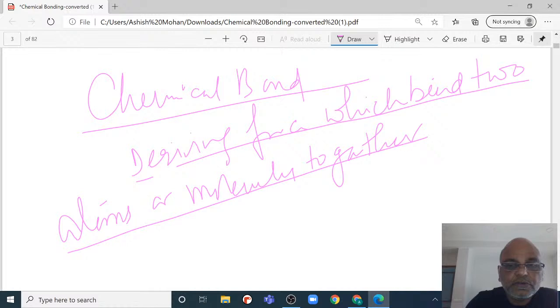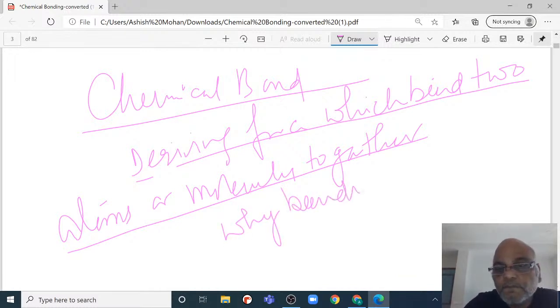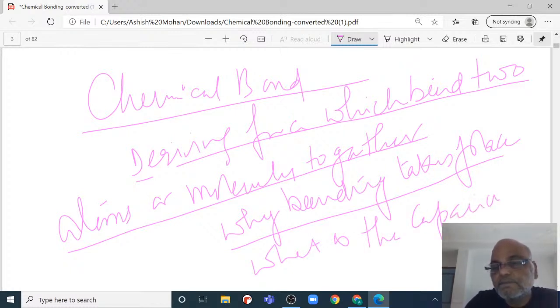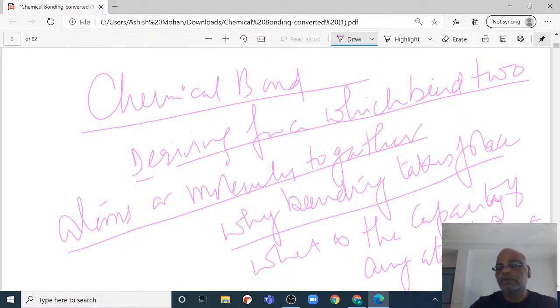How many types of chemical bond? Acha, before coming to that, I would also tell you कि why bonding takes place. The first question that arises in my mind: why does bonding take place? Second, what is the capacity of any atom to form a bond? What is the capacity to form a bond? Okay, these are the things.